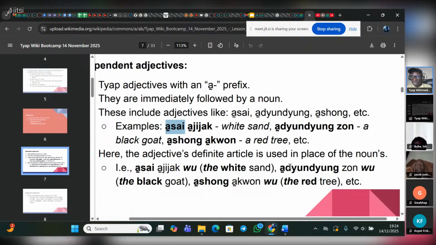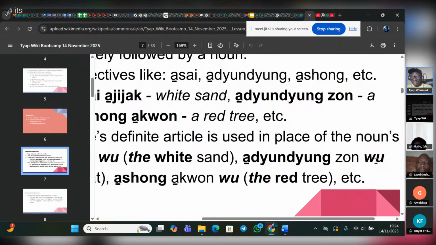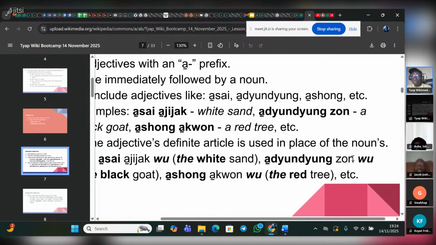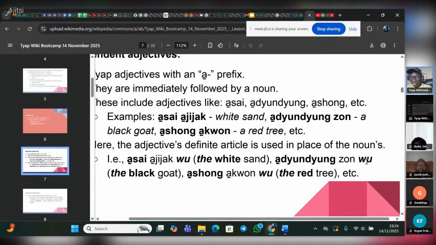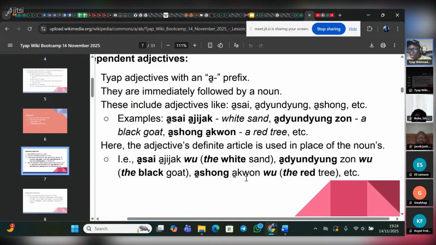The same thing with Adundun Zonu. Adundun Zonu is carrying the definite article of Adundun, not the definite article of Zon, which is G. So if we were to carry the definite article of this very noun, that's goat, it would be Adundun Zonji. But in this very case, we're having Adundun Zonu because that's the way the language functions, which is the black goat. And then we also have Oshun, Okonu. Oshomokonu here is the red tree.